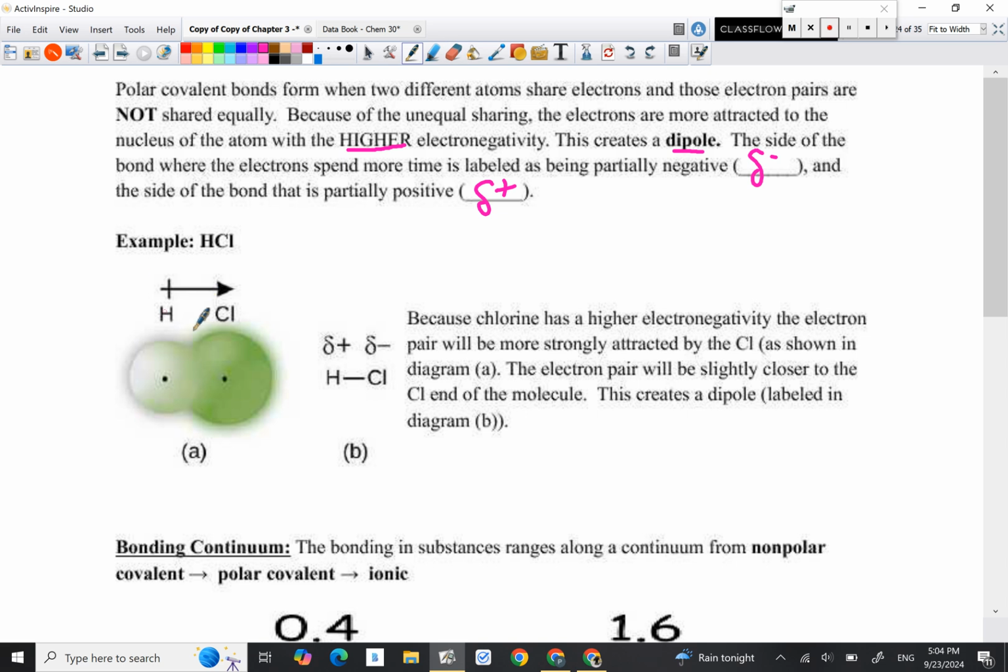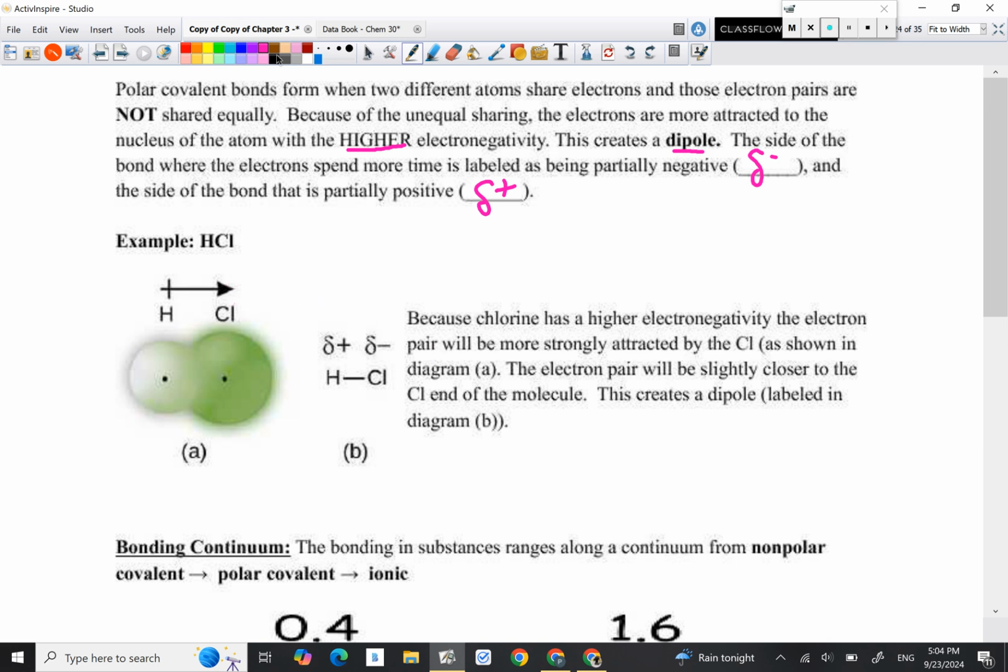So notice right here how we have this arrow, but it looks like a little plus sign. What this arrow is showing, in the first diagram, is where the electrons are moving. These green blobs you see right here are called the electron clouds. Because it's around chlorine, the electrons are spending more time over here. So that's why the arrow is pointing to where the electrons are going.